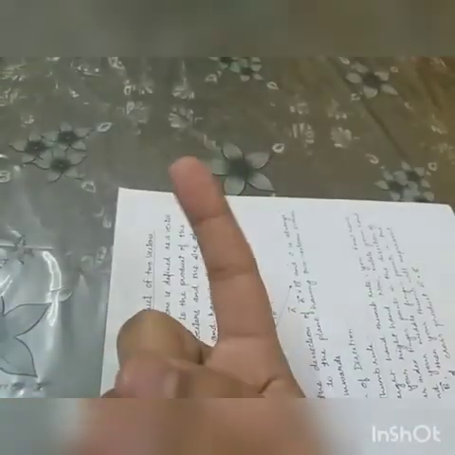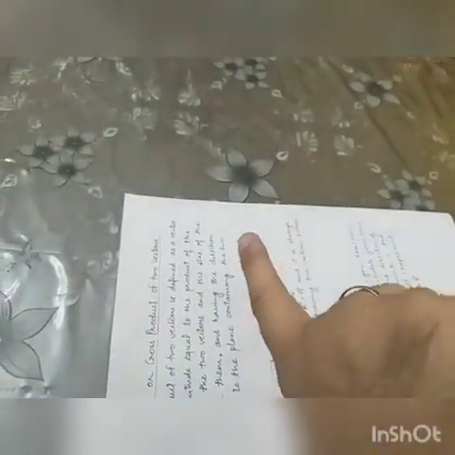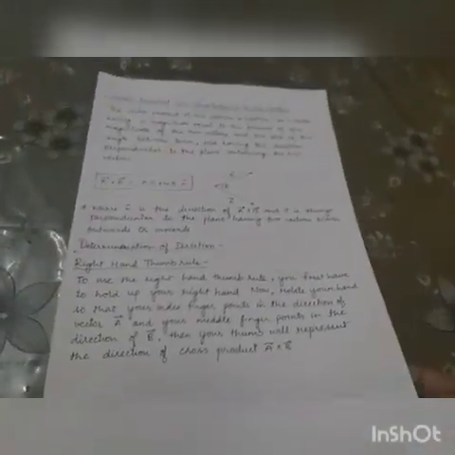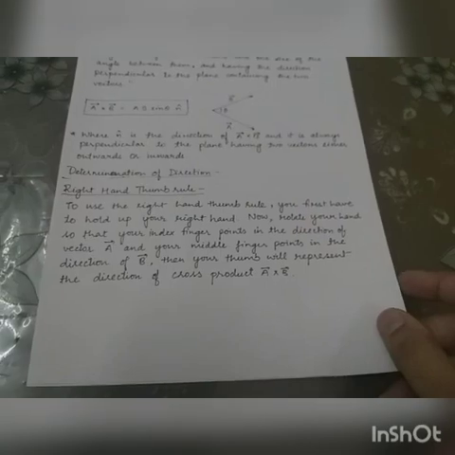Similarly, if we have to determine the cross product of B with A, means B vector cross A vector, in such case we have to put our first finger in the direction of B vector, second finger in the direction of A vector, then thumb is actually pointing inwards of the paper. So this is the basic difference, and that's how we have to determine the direction of A vector cross B vector with the help of right hand thumb rule.